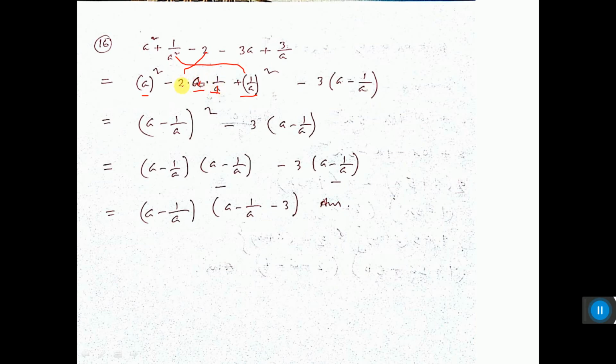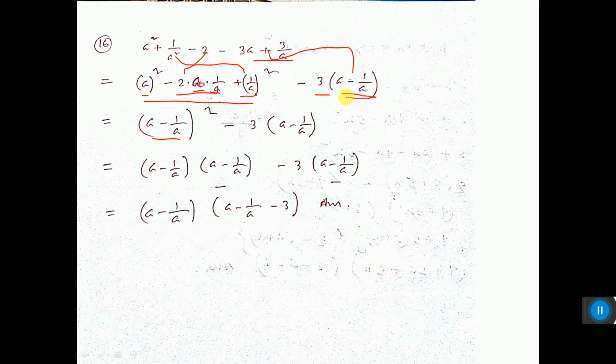Then what is left? 2. Then 2 is left. So this 2 can be written as this. That means a square minus 2ab plus b square, the formula is here. a minus b whole square, that formula I have written. And these 2 you take 3 common. Then this plus sign will be minus here.